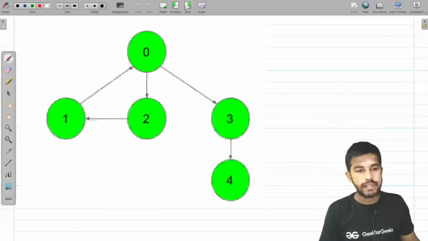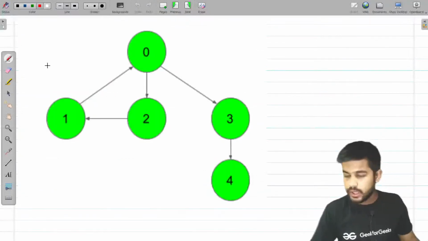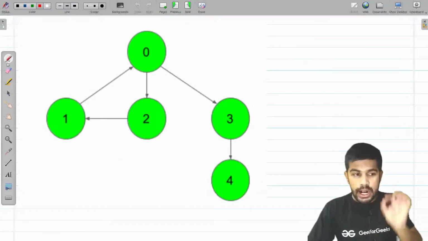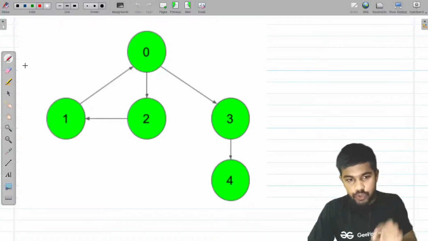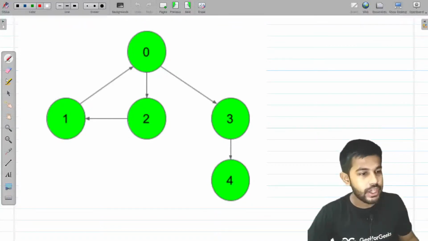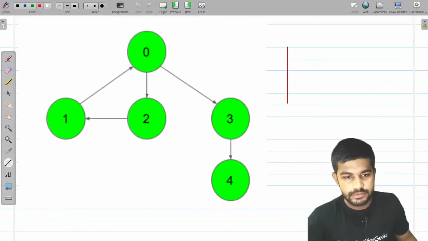Now we would be doing this. At first we would do a DFS and store it in a stack. So at first we would make a stack itself. एक stack बना लो.